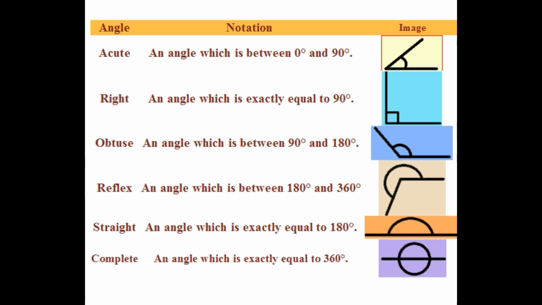Then complete angle. What is a complete angle? An angle which is exactly equal to 360 degree. That means one complete rotation. Clear? See the angle, one complete rotation is called a complete angle. So these are the types of angles. Always you have to remember.